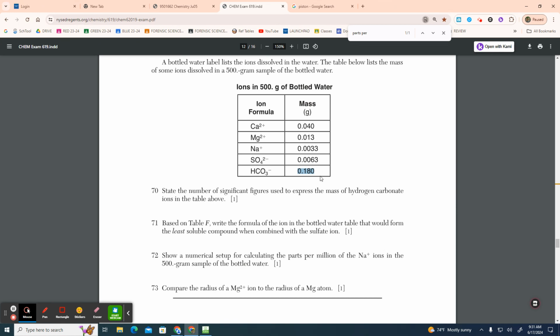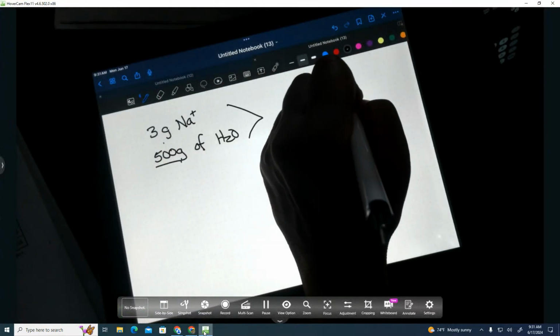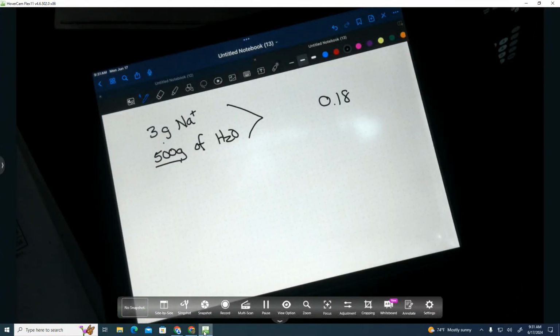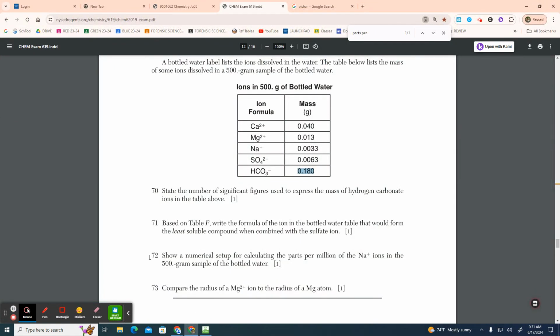If they put 0.18 instead of 0.180, would it be 2? Yeah, he says if they put 0.18, then it would be 2 sig figs. Okay.